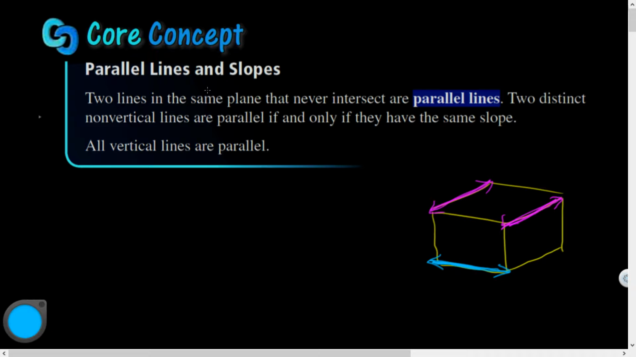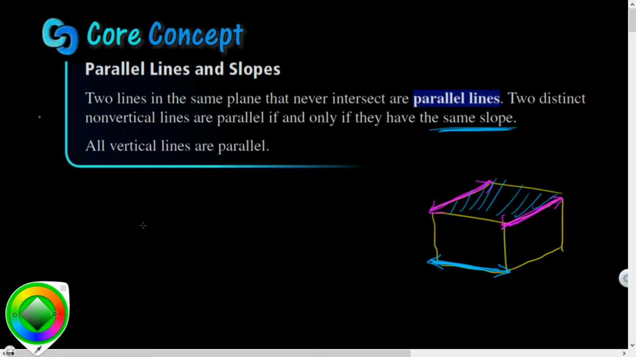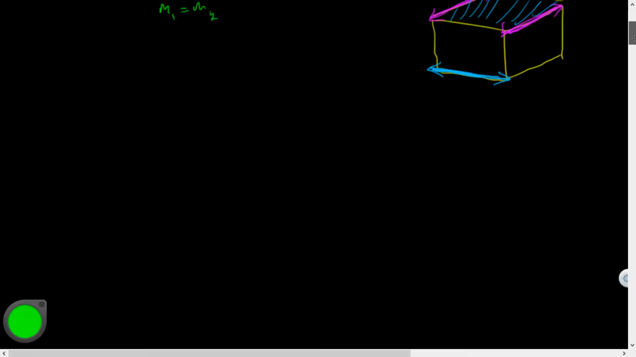All right, so parallel lines are in the same plane or surface and never intersect. Two distinct non-vertical lines are parallel if and only if they have the same slope. Parallel lines have the same slope. And here's another fact: all vertical lines are parallel. That just makes good sense. So we're going to say m1 equals m2 for our slopes.